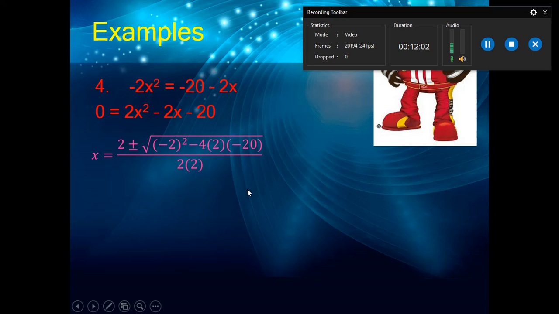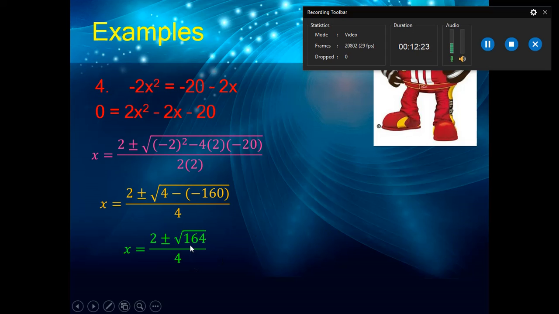I'm going to simplify what's underneath the square root radical. Make sure you show me both terms. And again, it's 4 minus negative 160, so that will give me a positive value of positive 164. I should have 2 roots. And 164 is not a perfect square, so I'm going to, again, use my calculator.